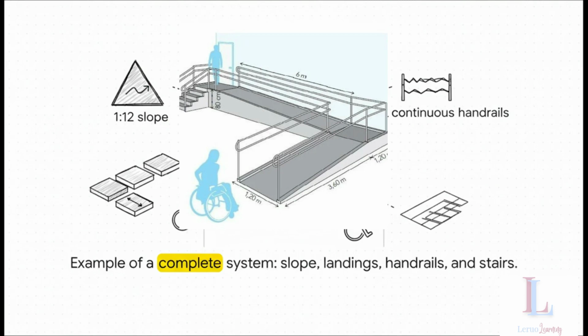And boom, here's the final result. You can see how everything we discussed comes together. There's that gentle 1:12 slope, you can see the landings for resting and turning, the handrails are continuous, and right next to it you have that perfect flight of stairs with safe risers and treads. It's a complete system, designed so everyone can get in with dignity.